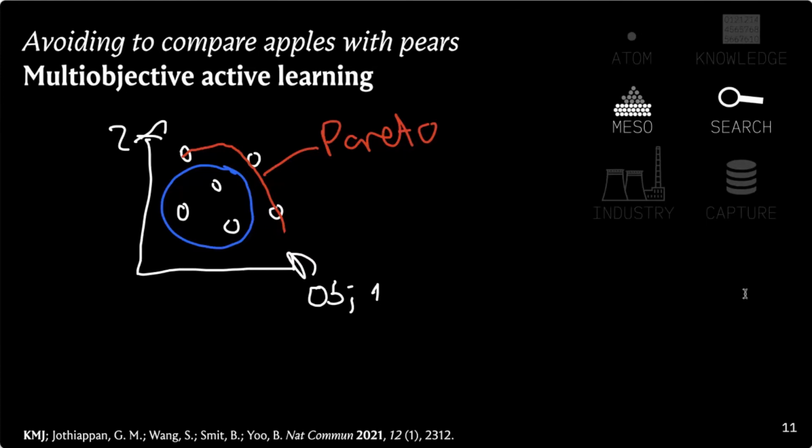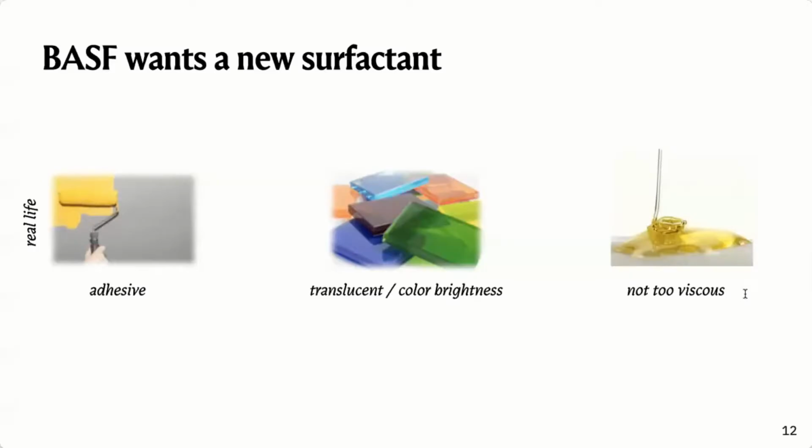So how do you find with confidence, without missing too many of those red points, this Pareto frontier in your design space? We did this together with BASF when I was in New York with them. They have a business for surfactants, which are some kind of polymers you have in solution to enhance the color strength of pigments.